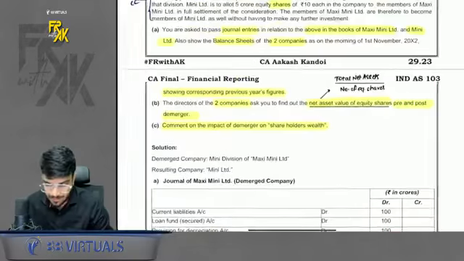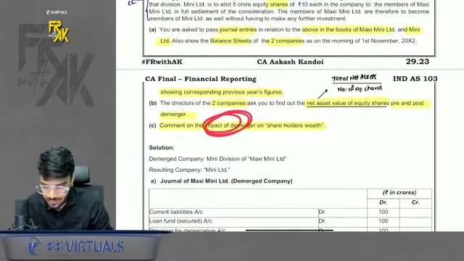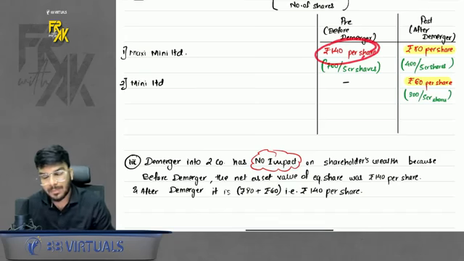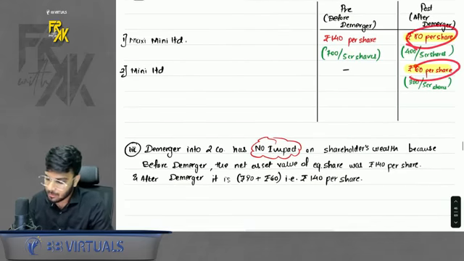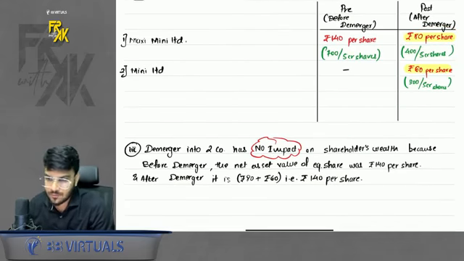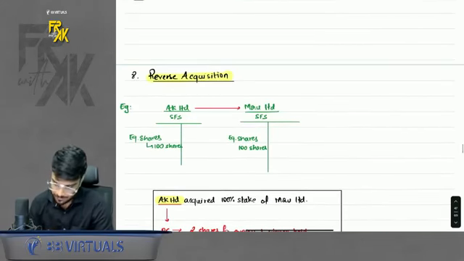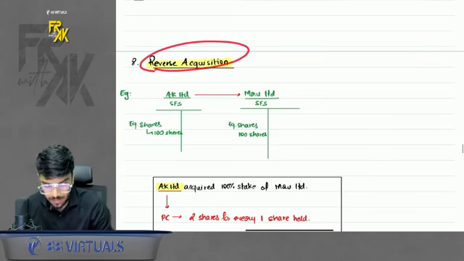So the third part they have asked is, comment on the impact of demerger on shareholders' wealth. So can I say there is no impact on the shareholders' wealth? Why? Because previously also he had one share of worth 140. Now he has two shares, but the total value is still rupees 140. So there is no impact on the wealth of shareholders. Okay, sir. This was demerger. Now we talk about reverse acquisition.